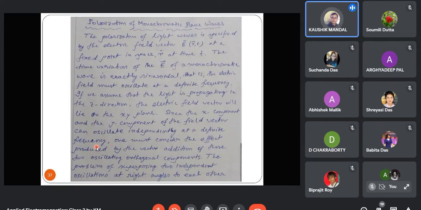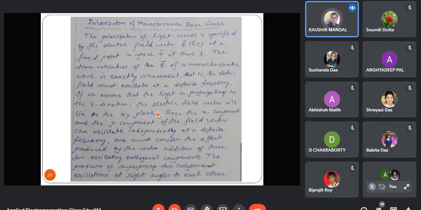Now, to draw the trace of the electric field vector with respect to time, you have to consider the vector addition of these two components of the electric field vector. First, we are considering the electric field vector, then its two components, the x component and the y component. They are oscillating independently. Polarization is nothing but the trace of the electric field vector with respect to time.